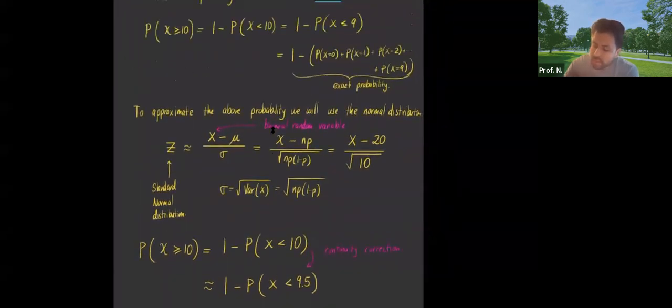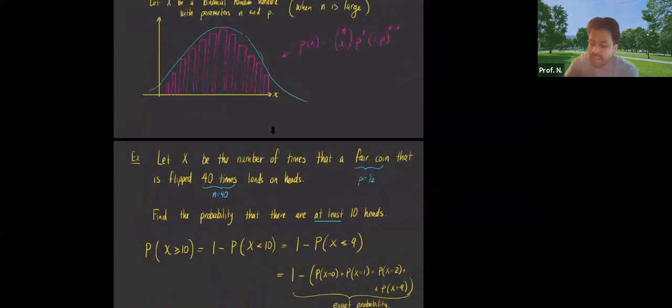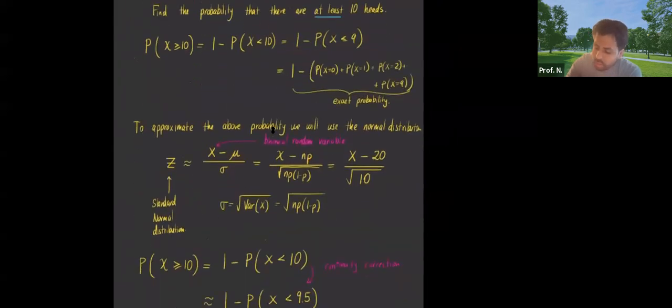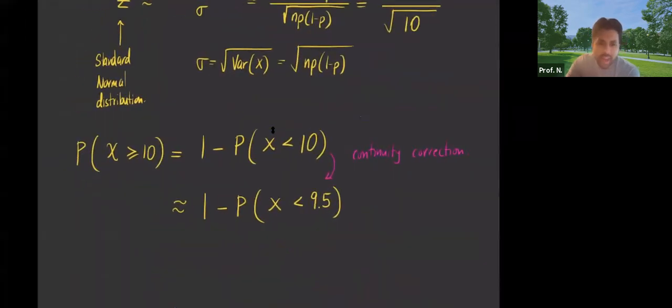The reason why we do this is because we're going from discrete to continuous, right? So if this was the 10, and we want everything to the left of it, we want 9, 8, 7, 6, and so on, then instead of calling it 10, we're gonna find the probability from 9.5, which excludes 10 but includes everything else. So we're gonna either add or subtract 0.5. This is what the continuity correction does.